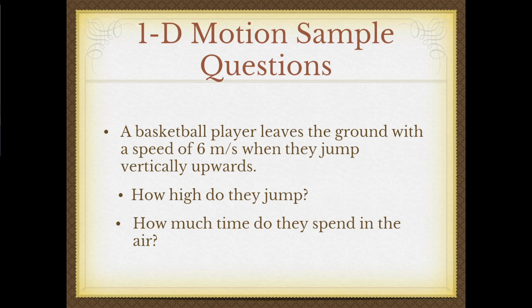A basketball player leaves the ground with a speed of 6 meters per second when they jump vertically upwards. So the initial velocity is going to be 6 meters per second up. We're going to figure out how high this person jumps and how much time they spend in the air.